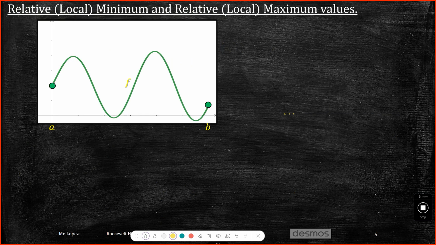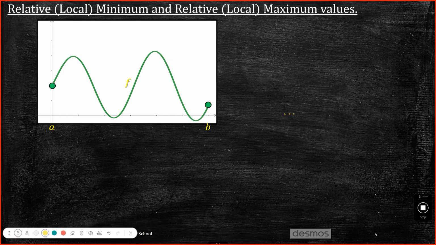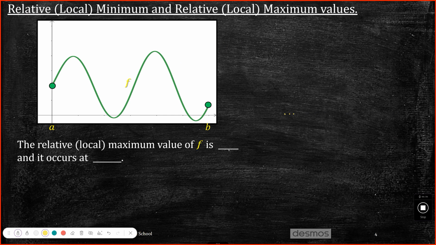Okay, so what are relative local minimums and what are relative local maximum values? There are those absolute max and absolute mins, and then there are those that are relative max, relative min, meaning that they are relatively minimum, relatively max. They're not the absolute max. The relative local maximum value of f is, and it occurs at, okay?